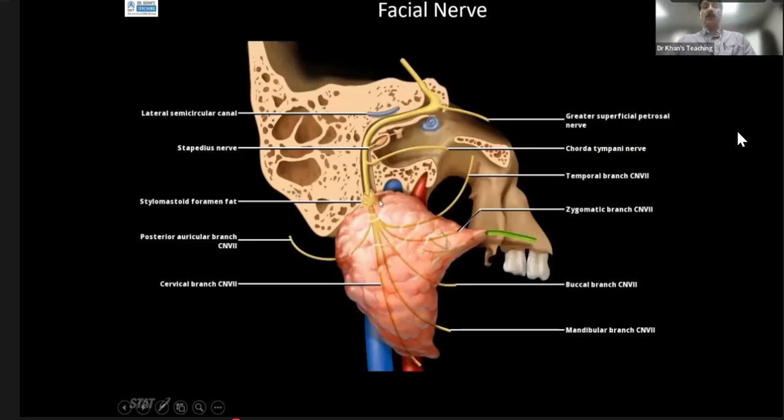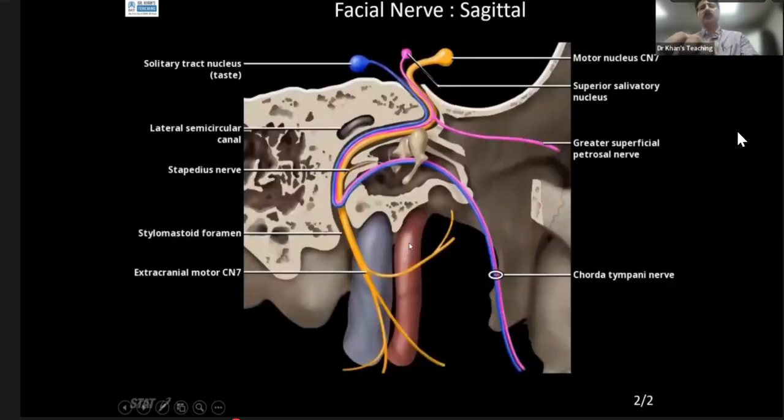Now, this is chorda tympani, and so various functions of the facial nerve include lacrimation, which is controlled from here, sound dampening, which is controlled from here, anterior two-thirds of the taste, and then there is what we call muscles of facial expression, which are controlled from the distalmost branches.